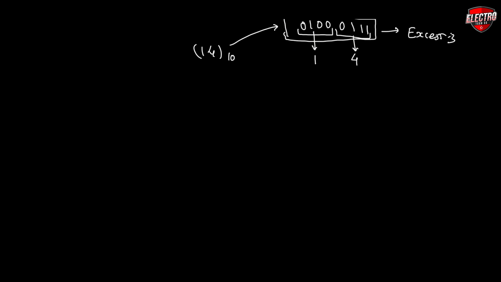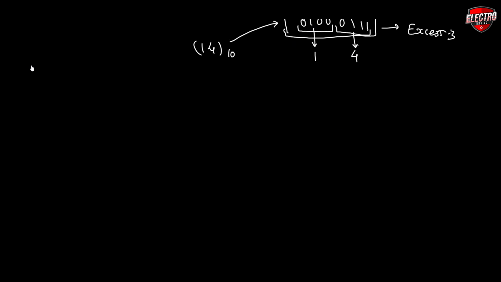Now let us take one more example. If we want to add 1, that is a decimal number, plus 2, that is also a decimal number, and we will add both these decimal numbers with the help of Excess-3 code. Okay, so first convert these decimal numbers into BCD code. So the BCD code for 1 is equal to 0001. This one is a BCD code.